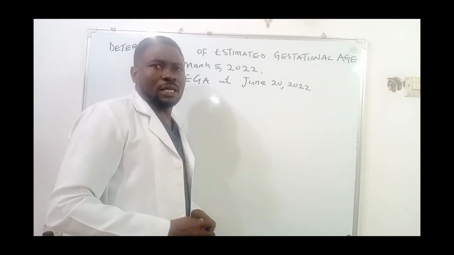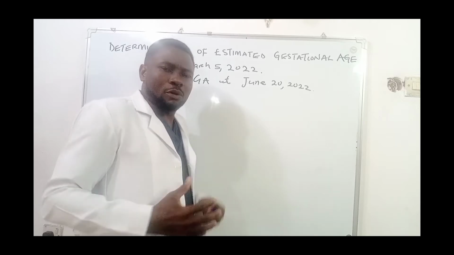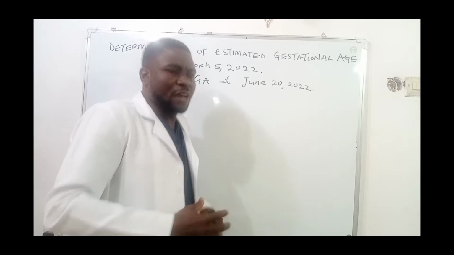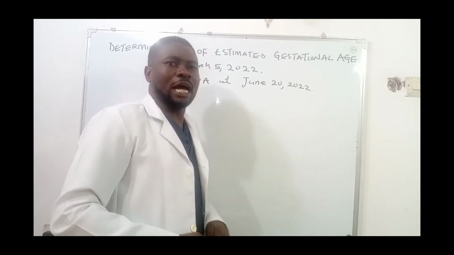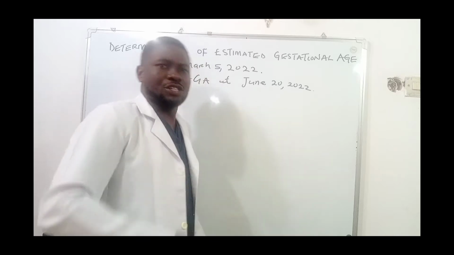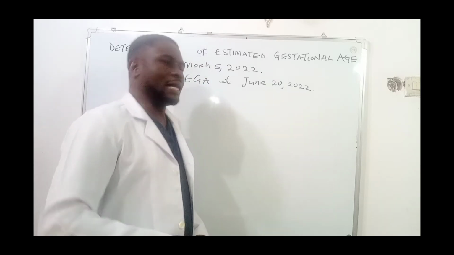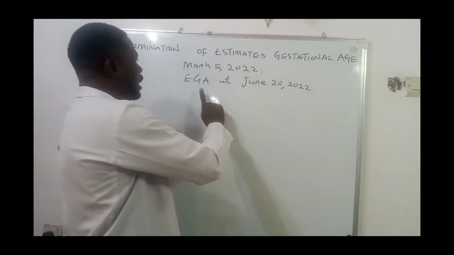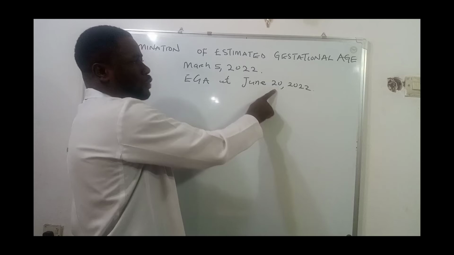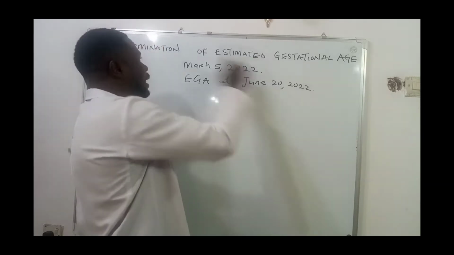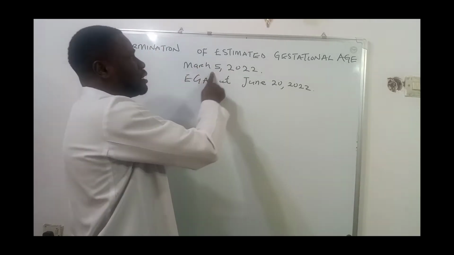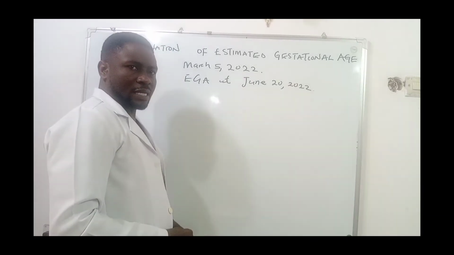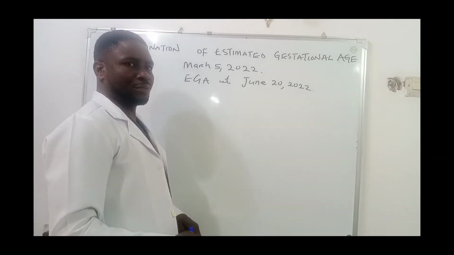Even if she didn't go to the clinic, you can also do that at home. Supposing you decide you want to know the age of your pregnancy, at your home, at any given time, the date of that very day you made that decision should be considered, and then the date of your last menstrual period. For this woman, she presented on June 20th, 2022, and her last menstrual period was on March 5, 2022. So we want to now calculate the age of her pregnancy, or what we call the estimated gestational age.